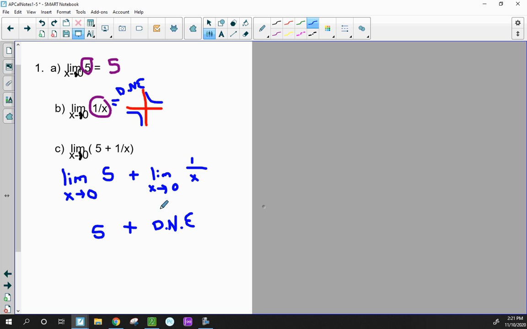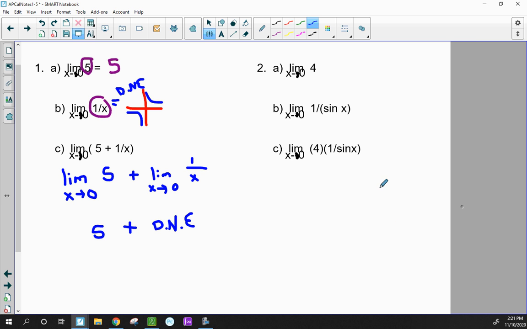So I really don't know what to say there. And then you're going to kind of put those together. Likewise, same deal with number 2. You can see the limit as x approaches 0 of 4 is given to you here. Well, that answer would just be 4.